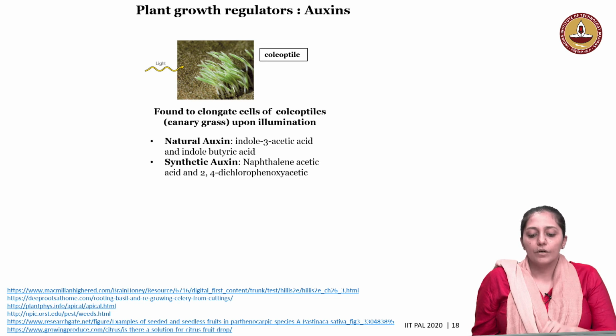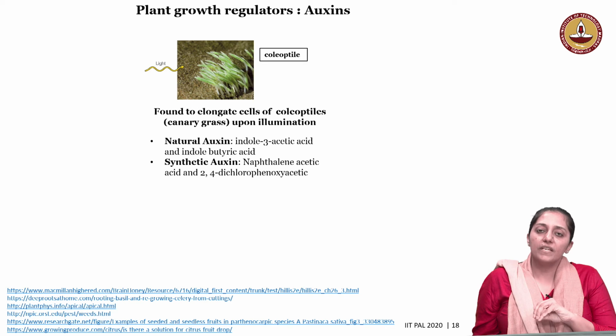This happens due to the presence of a natural auxin called indole 3 acetic acid and indole butyric acid. So these are natural auxins which are said to be responsible for this elongation process. This can also happen using synthetic, man-made auxins, for example, naphthalene acetic acid and 2,4-D. So 2,4-D is a short form of 2,4-dichlorophenoxyacetic acid.